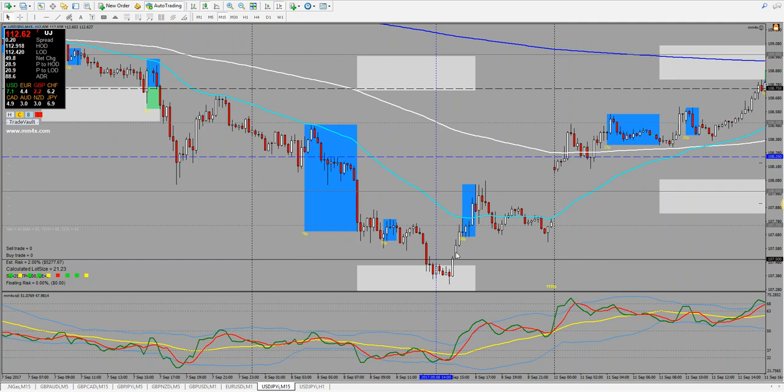So this is an area of interest. We identify it from a 1 hour time frame.